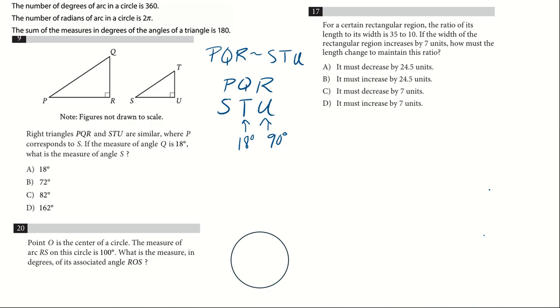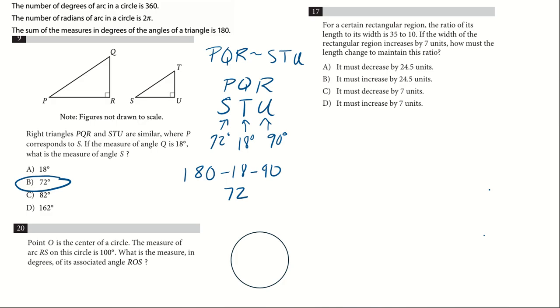Now, it said that the sum was 180, which is our total. So I'm going to just subtract 18 and 90 from 180, and that's going to give me 72. So that's going to tell me that angle S and angle P are both 72 degrees because they are corresponding angles of similar triangles. So my answer is B. Now, one of the trick answers is 18 because it gave you Q and T. And if you didn't do your similarity statement, you may get tripped up there. So watch out for that answer of 18.